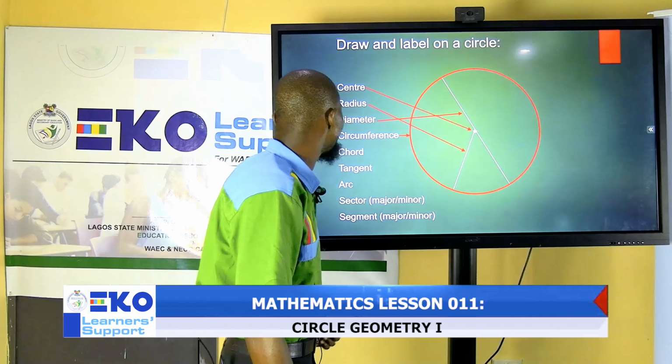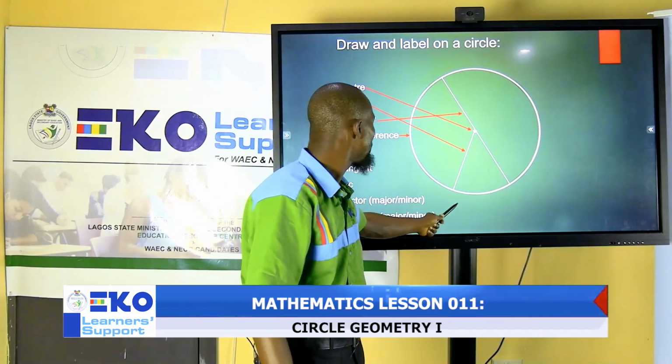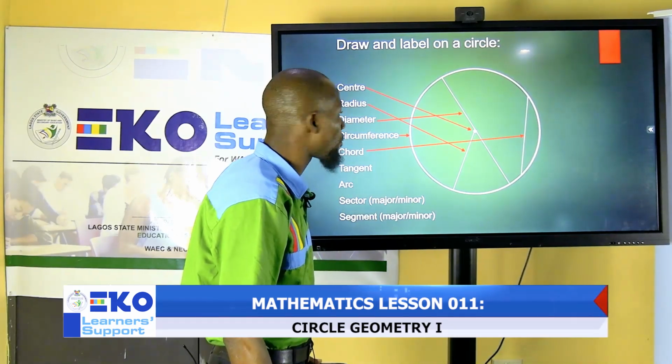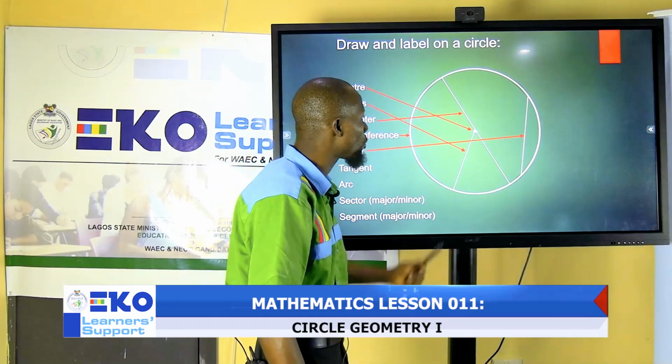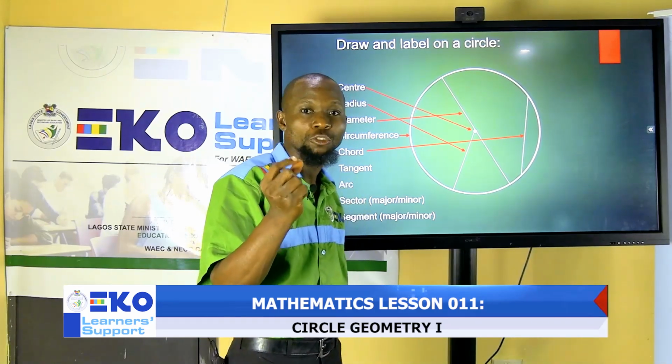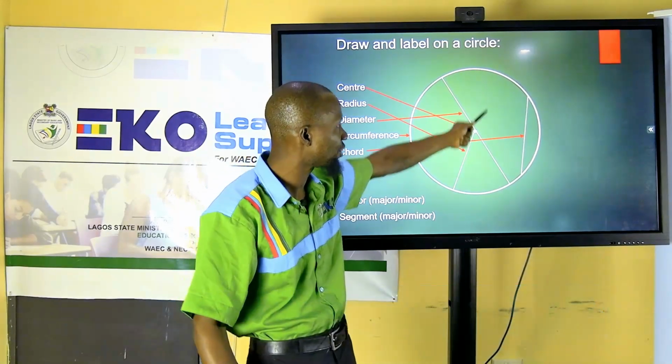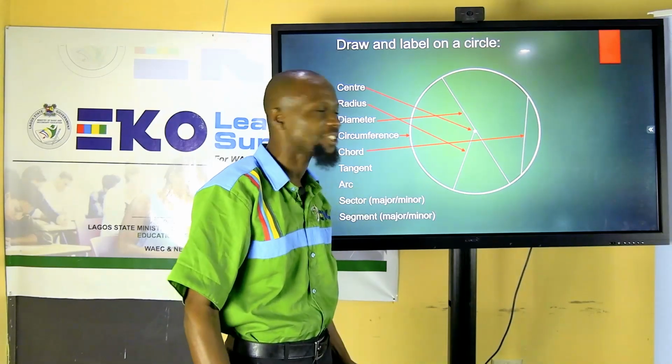We also have the circumference. So this is the circumference. All right. We also have what we call the chord. I've explained chord earlier. Chord is what? Any line that is joining 2 points on the circumference together. You can see a line joining 2 points on the circumference.